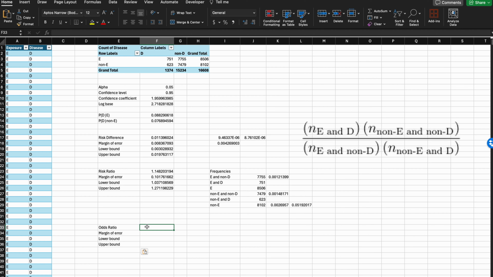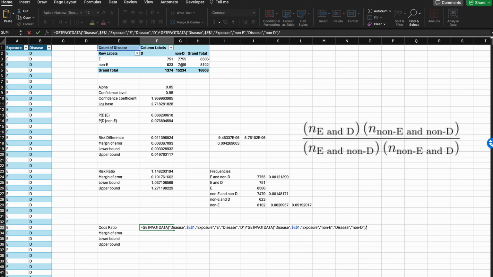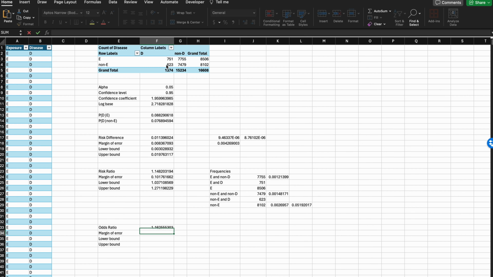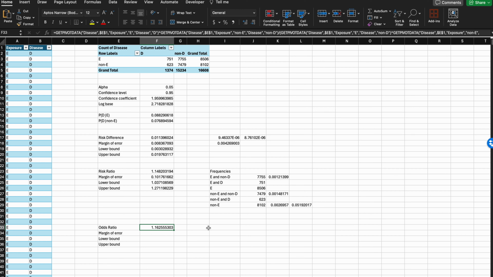That's going to equal, I'm going to multiply along the main diagonal. So it's going to be the 751 times the 7479, divide by, and then I'm going to put parentheses because I'm going to multiply the cross diagonal. So 7755 times the 623. And that leaves me with the estimated odds ratio. It is 1.1625. That is higher than 1, so we would subtract 1 from it.